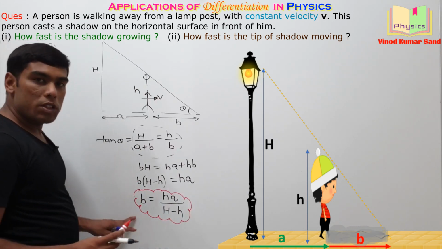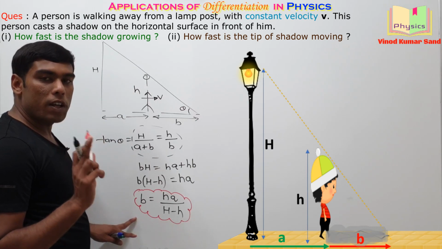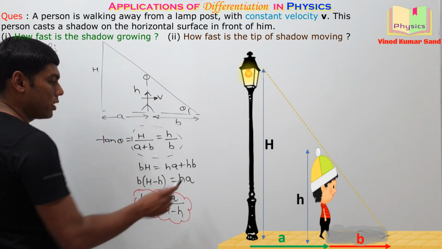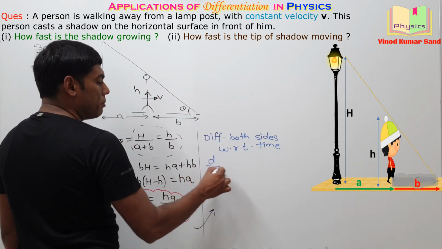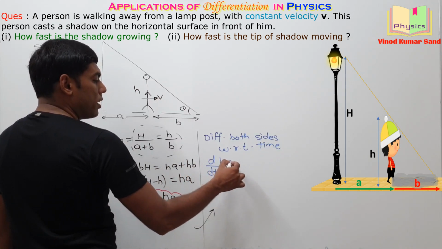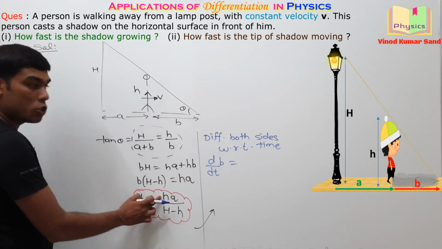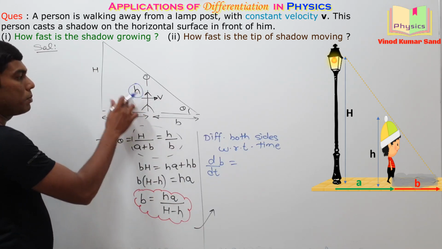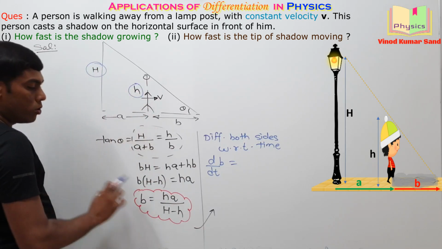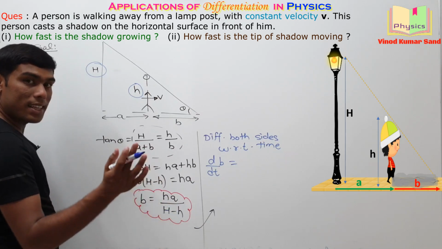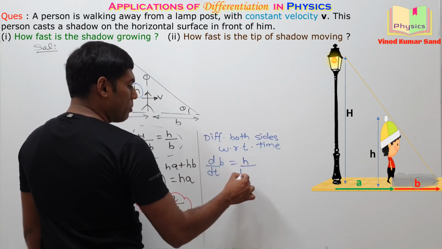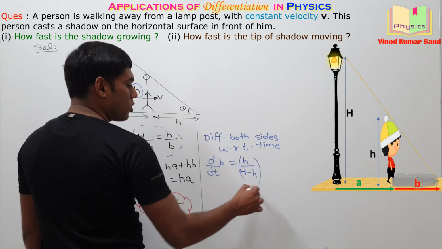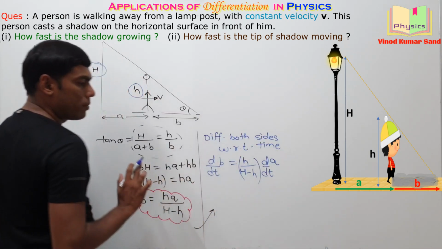B is changing with respect to time, so we will differentiate it with respect to time. So here we are left with d by dt of B equals, this small h is constant, the height of the person. This capital H is also constant. So these constants I'll keep out of the differentiation. So small h divided by (capital H minus small h), d by dt of A.